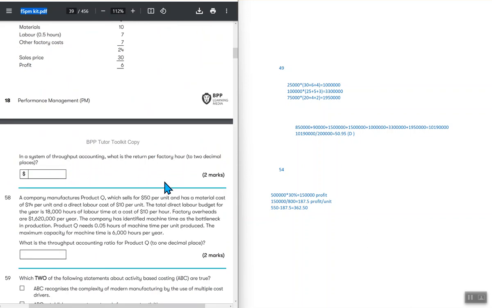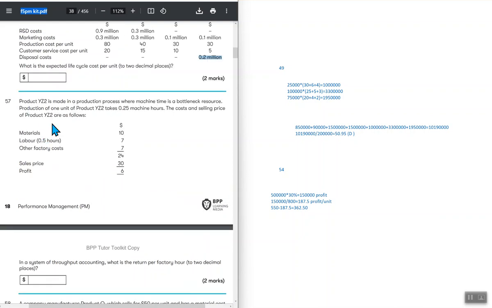Okay, in a system of throughput accounting, what is the return per factory hour, to 2 decimal places? Return per factory hour means throughput per limiting factor. Product YZ2 is made in a production process where machine time is a bottleneck resource. Production of 1 unit of product YZ2 takes 0.25 machine hours. The cost and selling price of product YZ2 are as follows. We have 10, 7, 7, and then sales price, and then profit. So return per factory hour. Directly jump to the answer.